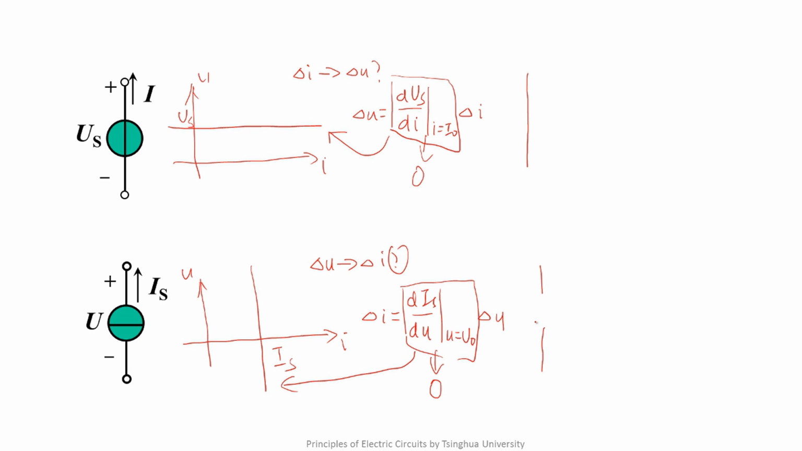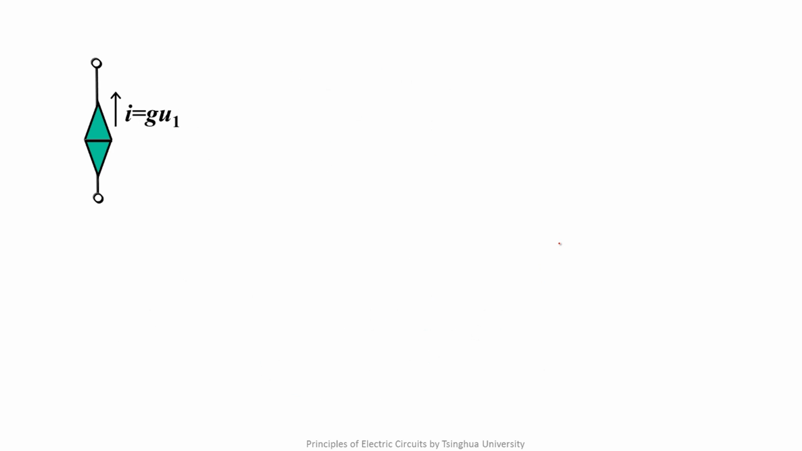So the ideal independent voltage source and the ideal independent current source are equivalent to the short circuit and the open circuit, respectively, in the case of the small signal. It's very important for solving problems. Please note it. Next, we take the linear voltage controlled current source as an example to show how the linear dependent source is expressed in the small signal circuit.